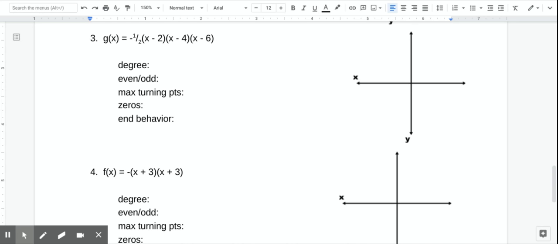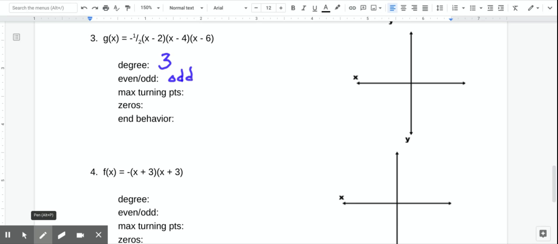For number 3, we're going to graph the function g of x. So we'll start by filling out this information. For the degree, if you were to multiply it all the way out, you would have an x cubed. So it is degree 3, which of course is an odd degree.